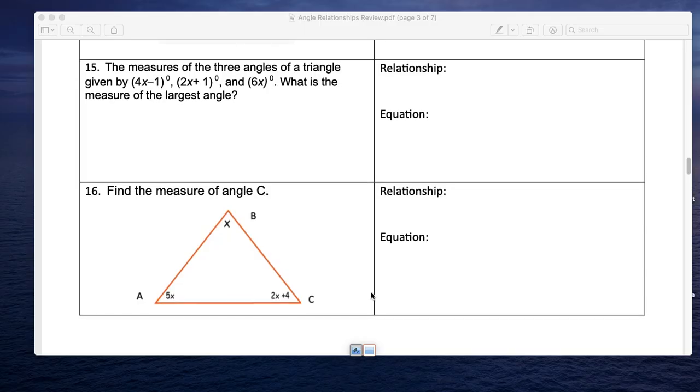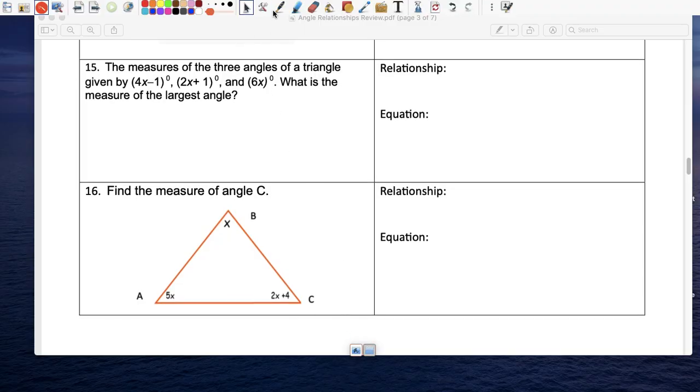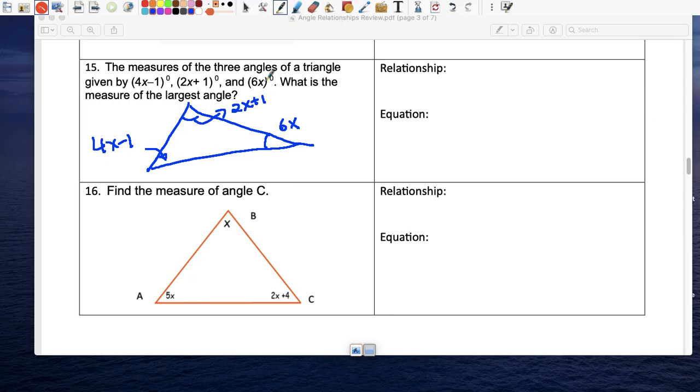We have a triangle, right? We have obviously 3 angles, so I'm going to make a triangle. This angle right here measures 4x minus 1. This angle right here measures 6x. And this angle right here measures 2x plus 1. It doesn't matter which angle is what. I don't know their values yet, but right now they're represented by these 3 different expressions.